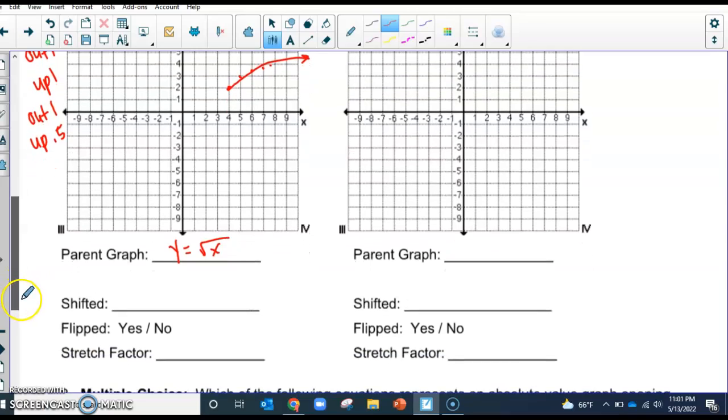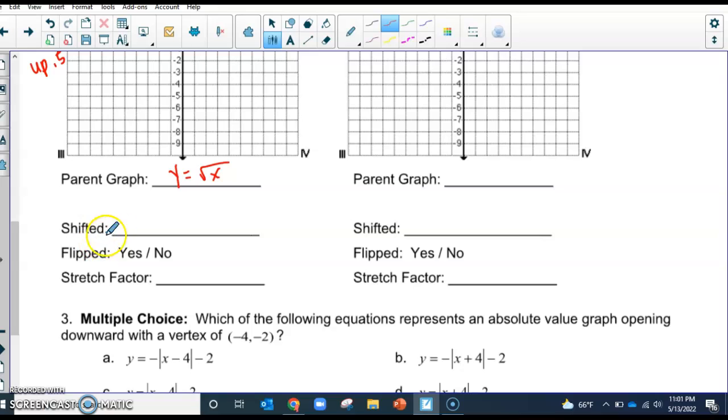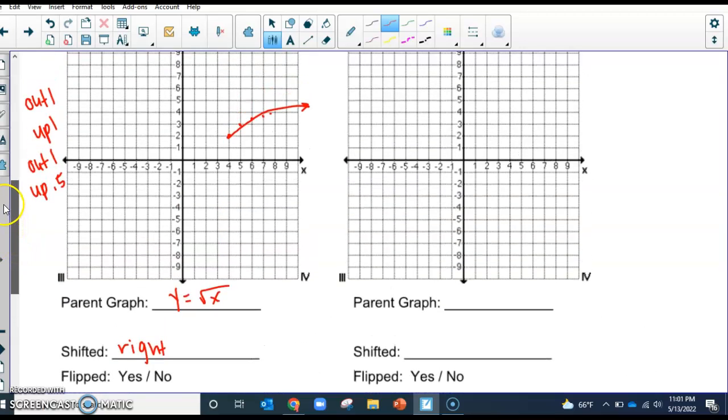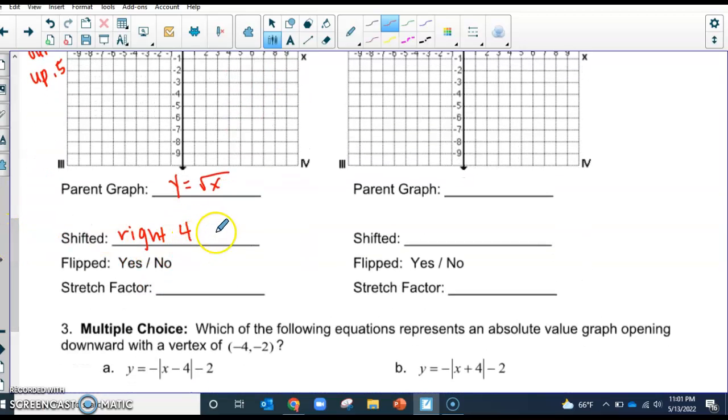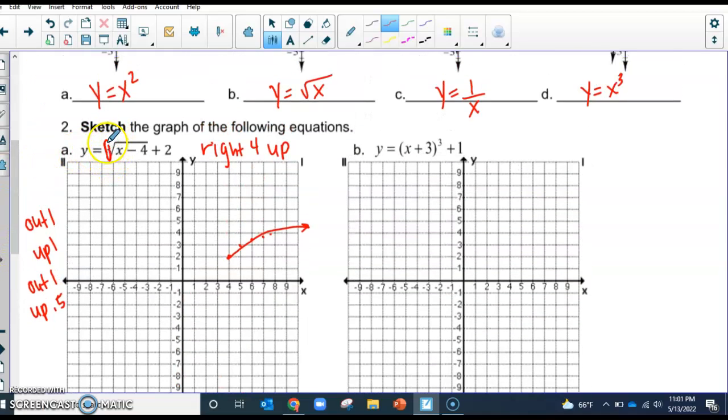It does also ask us to list our shift here. So this guy was right 4, up 2. It is not flipped. And it does not have a stretch factor. Remember, that stretch factor would be if there was something right here in the front, and there is not. There is no A.